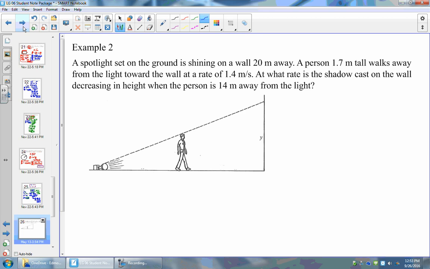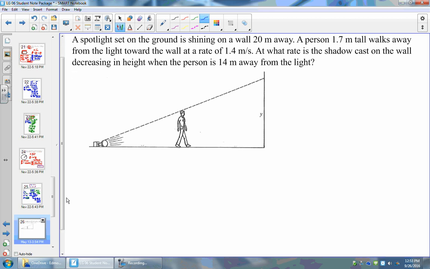Certain things are not changing, so that's probably what I would start to label first. A spotlight set on the ground is 20 meters away. So from here to here, we know is going to be 20 meters. That's not changing. A person, 1.7 meters tall, again, not changing. Walks away from the light toward the wall at a rate of 1.4 meters per second.